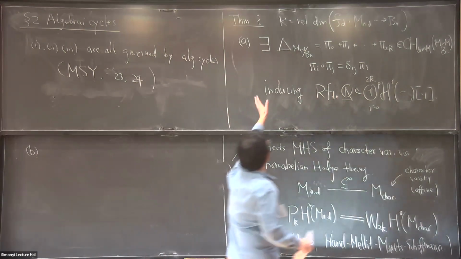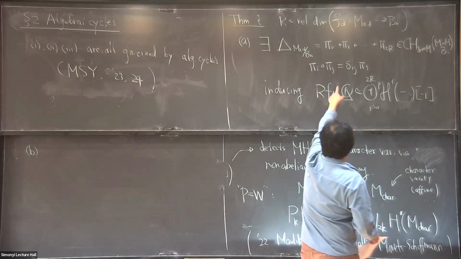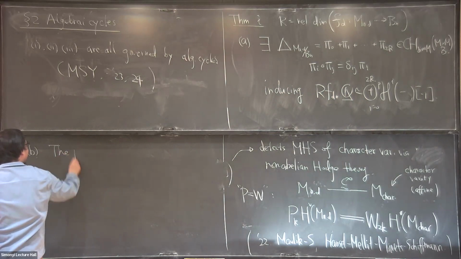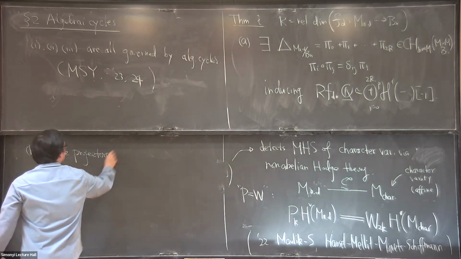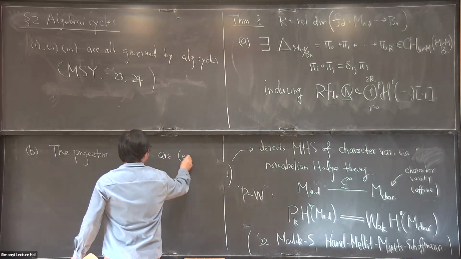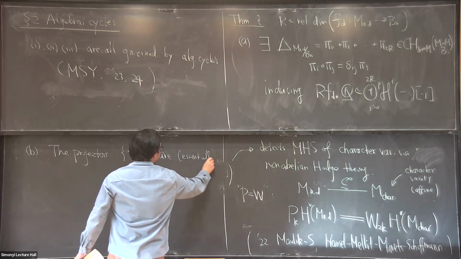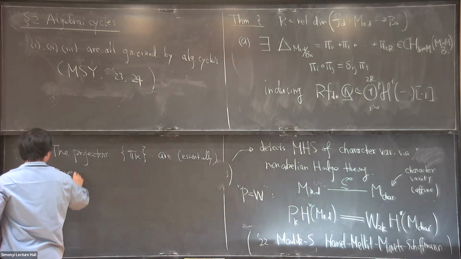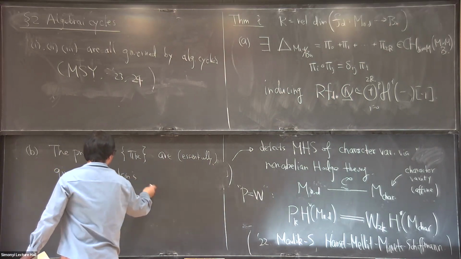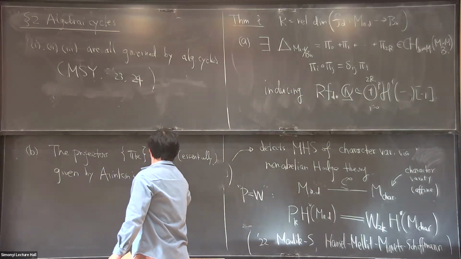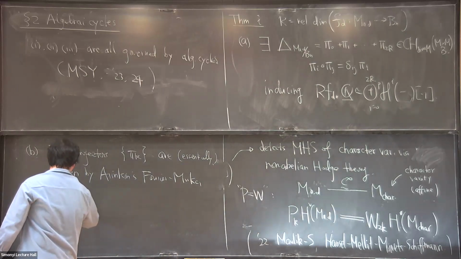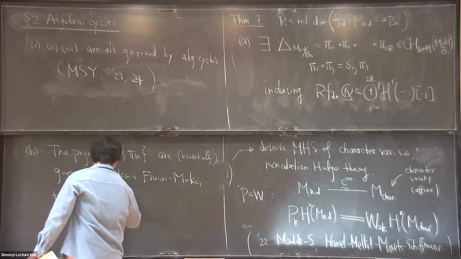So first of all, you can construct the projectors, and moreover, these pi k are concrete. The projectors pi k are essentially given by Arinkin's Fourier-Mukai transform, Arinkin's Fourier-Mukai transform for compactified Jacobians.